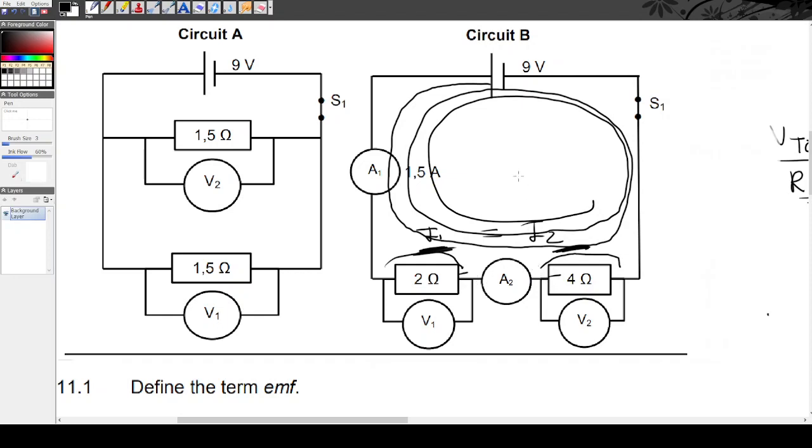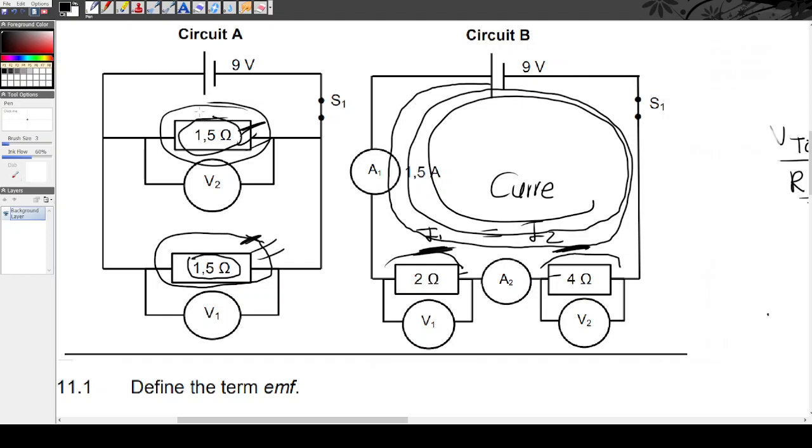Meaning current is the same. Current is the same in series resistors. But in parallel resistors, current may not be the same. It is only the same if the two resistors have the same resistance, like in this case. So the current in this part is the same as this one, just because the resistance value is the same.